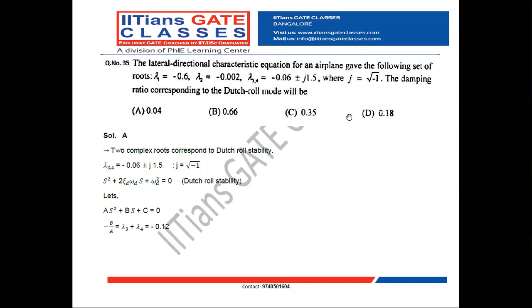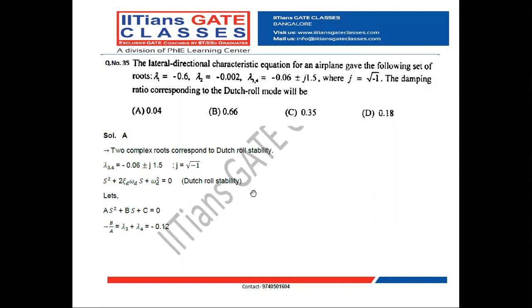So we can calculate the damping ratio of the Dutch roll by comparing this characteristic equation with the underdamped characteristic equation. Comparing it with the characteristic equation, we'll get both our natural frequency and damping ratio.